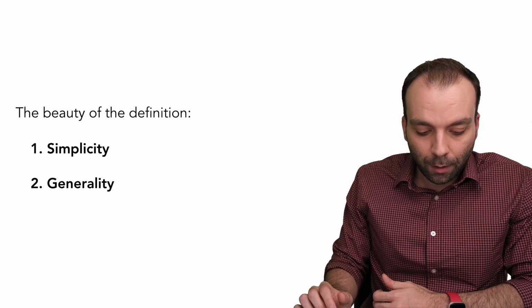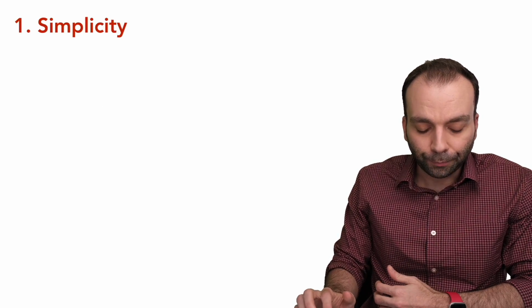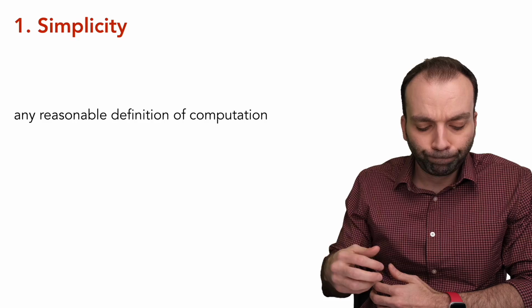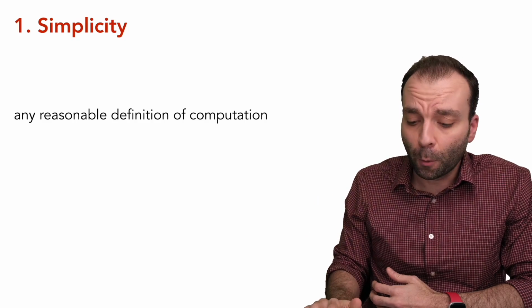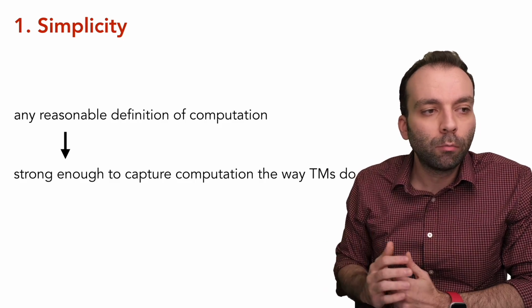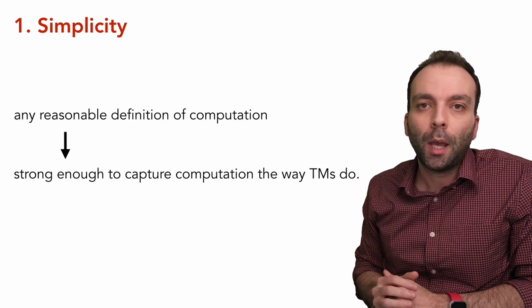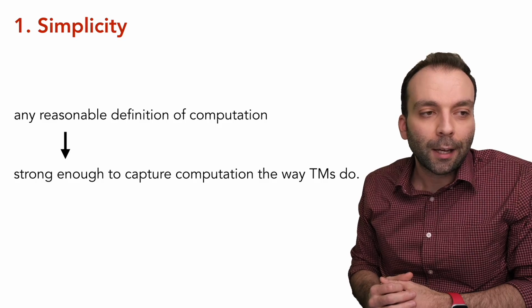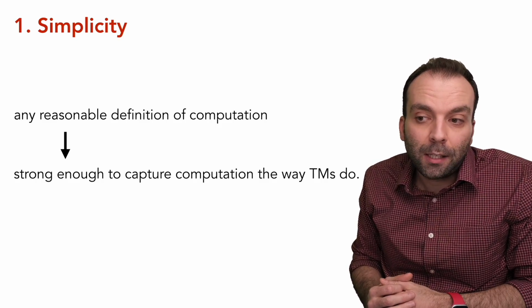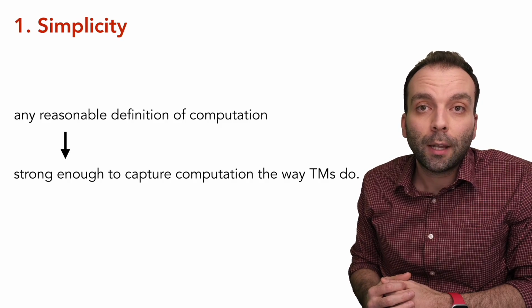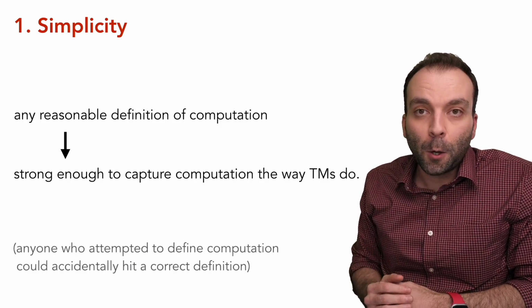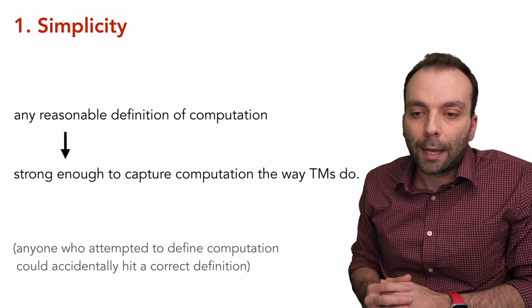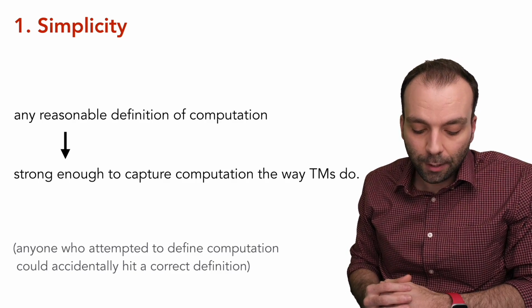Now, let me say one more thing about simplicity here. If you think about how simple the Turing machine definition is, what this means is that any reasonable definition of computation that you might come up with would be strong enough to capture general computation as Turing machines do, because to capture general computation, it seems like you don't need to do much, right? Any process that can basically do what a Turing machine can do will be a correct definition. And so this means anyone who attempted to come up with a definition of computation could have accidentally hit the correct definition, right? It doesn't take much.